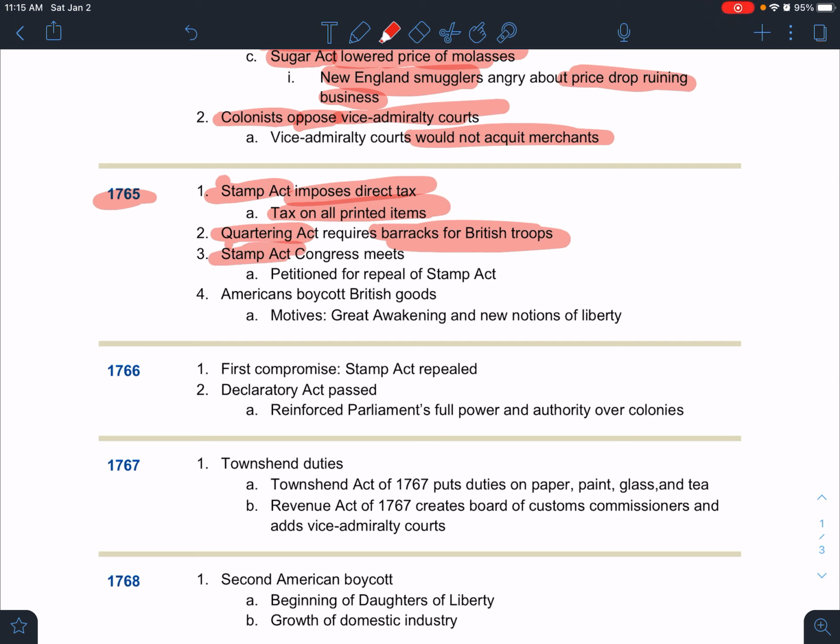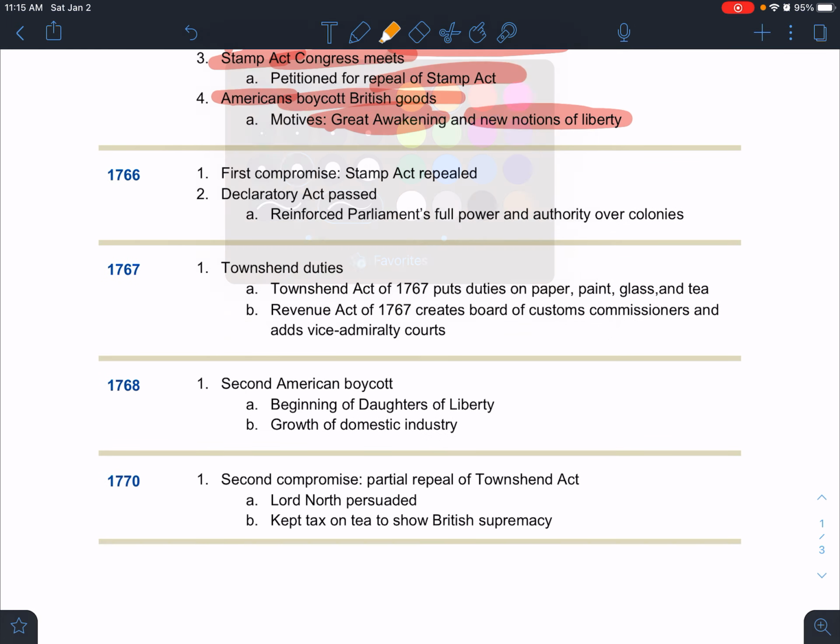The Stamp Act Congress also meets and petitions for the repeal of the Stamp Act, which was imposing a tax on paint, paper, glass, etc. Americans boycott British goods due to the Stamp Act, and they started to be motivated by the Great Awakening and new notions of liberty. In 1766, the first compromise was on the Stamp Act because it was repealed, and this is the first compromise that you'll see throughout this timeline, but there are a couple more.